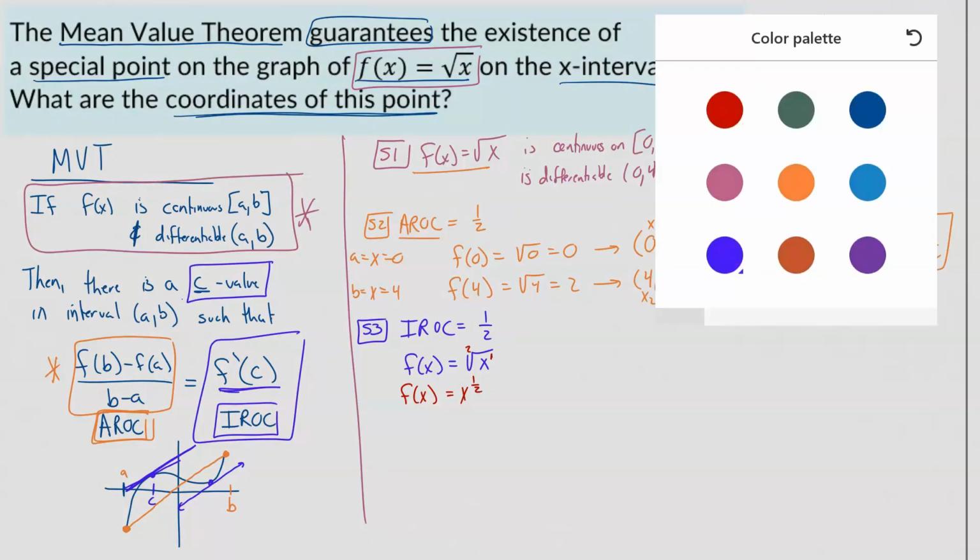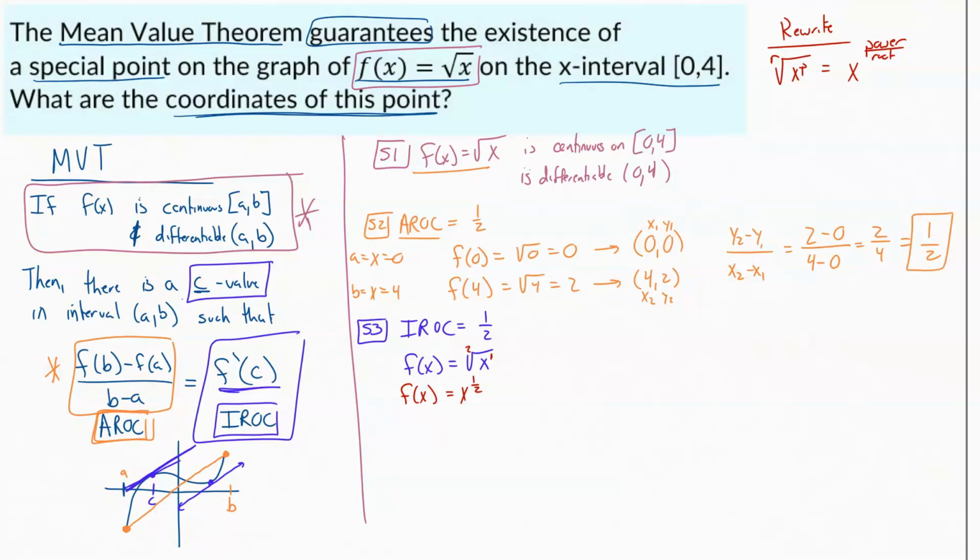Now we take our derivative. That's just going to be a straight up power rule derivative. So f prime of x is going to equal, bring the power down, so 1/2 x, subtract 1 from the power gets us x to the negative 1/2. So that is our derivative. That's our instantaneous rate of change as well. And so we know that has to equal 1/2.